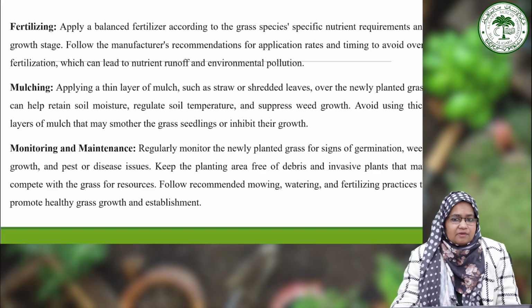Apply a thin layer of mulch such as straw or shredded leaves. The last one is monitoring and maintenance. Regularly inspect the newly planted grass for indications of germination progress, weed emergence, and signs of pests or diseases.